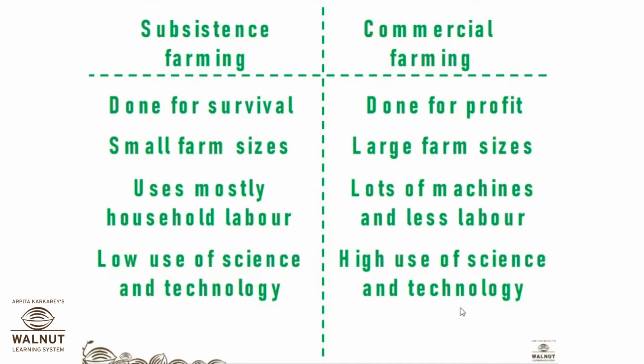Is it clear that there are 4 points related to it? Done for survival, done for profit, small farm size, large farm size, uses mostly household labor, lots of machines and less labor, low use of science and technology, and here high use of science and technology. Okay, so now we'll share with you the textbook of it. So we'll get to know what that is.